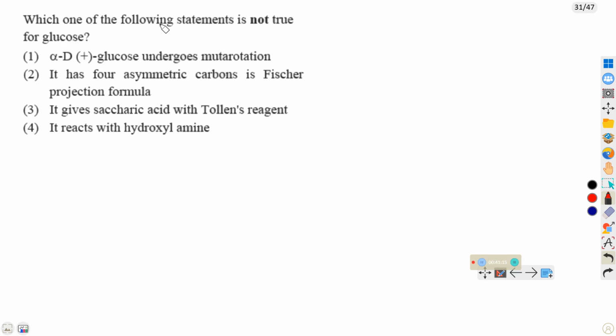Which one of the following statements is not true for glucose? Alpha D glucose undergoes mutarotation. Correct. It has 4 asymmetric carbons. This is the Fischer projection formula. Correct. It gives saccharic acid with Tollens reagent. Wrong. It does not give saccharic acid. It gives gluconic acid. So this is not true.